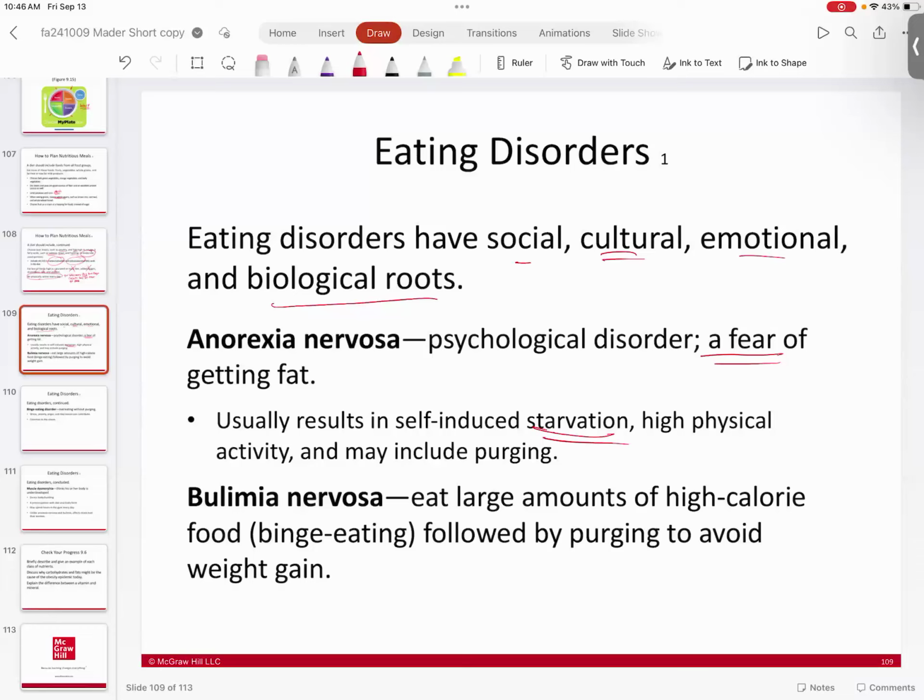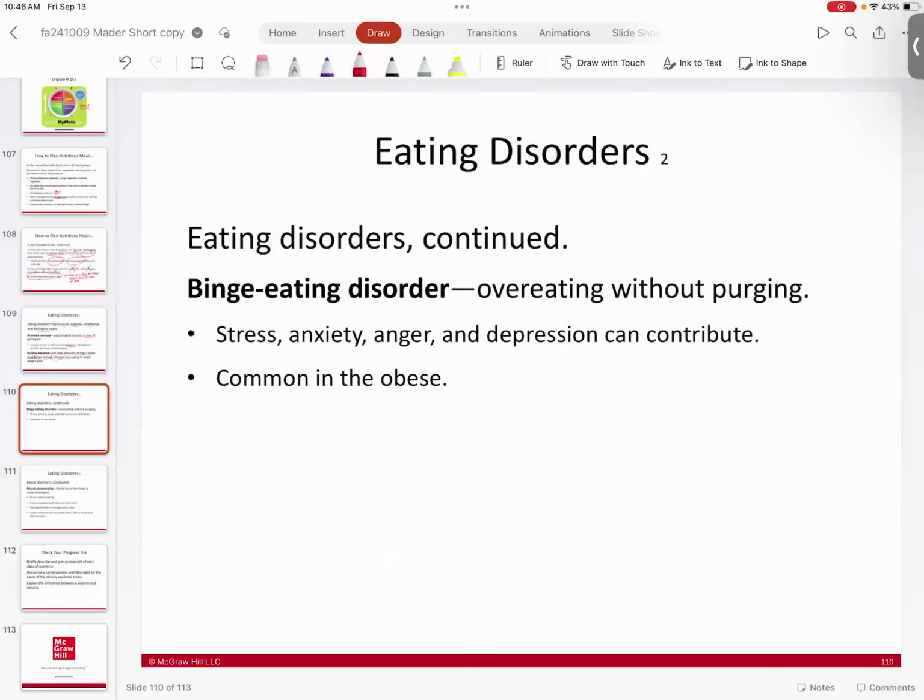Bulimia is essentially a situation where you eat large amounts of high calorie food. That's the binge eating piece of it. But then you follow that hard after by a purging episode. The idea is you eat too much and then you just void it out of your body. You purge it out of your body by vomiting it all out. That's basically where bulimia comes in. Now, binge eating is essentially like bulimia, only without the purging, right? So this is the overeating piece without purging.